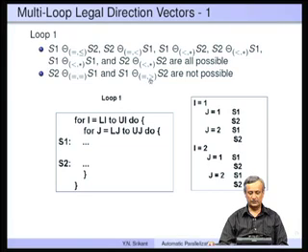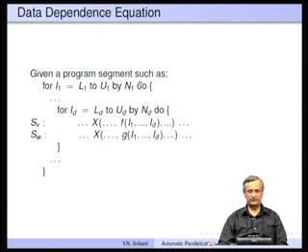S1 θ greater than S2 is obviously not possible, because greater than is a relationship which is valid only when the first one is less than. So, then we looked at the data dependence equation.